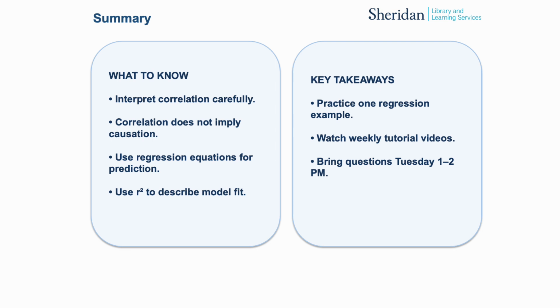Before we end today's tutorial, I'd love to leave you with a few exam tips. So, first, always read the question carefully and identify exactly what it is asking. Is it asking you to interpret the correlation coefficient, to calculate r squared, to make a prediction using the regression equation, or to explain why correlation does not imply causation? Understanding the question is the most important step.